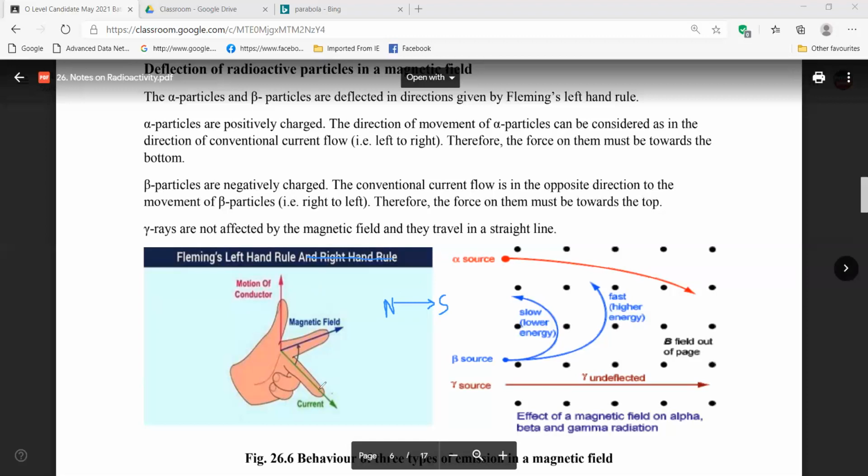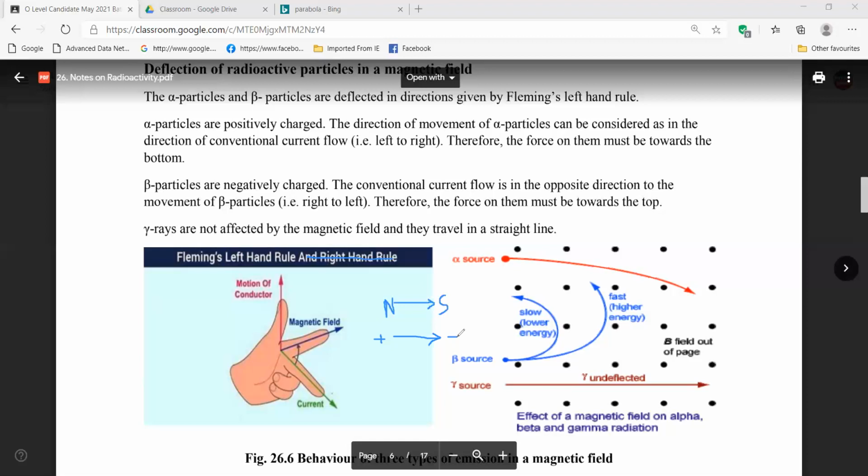So this way we will do. And the current direction is in the second finger, this way. That means if your current direction is in this direction, that means positive to negative. Here is positive, positive to negative. Okay, is it clear? So this principle we will use here.